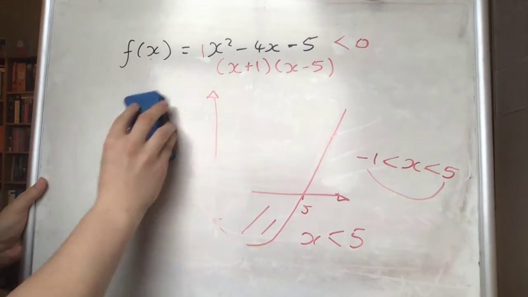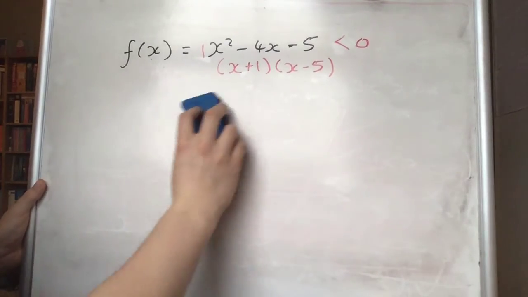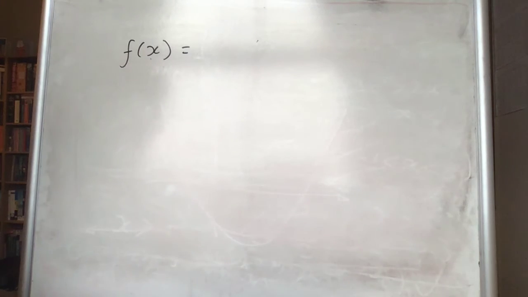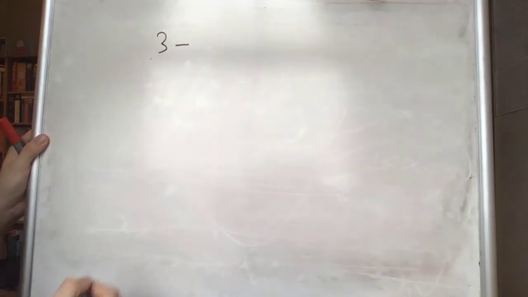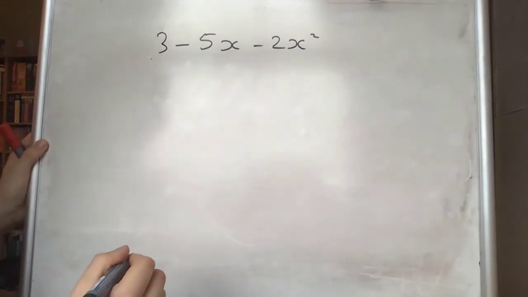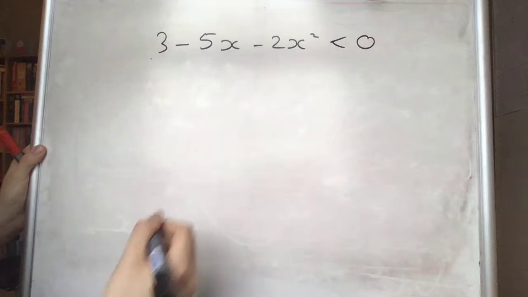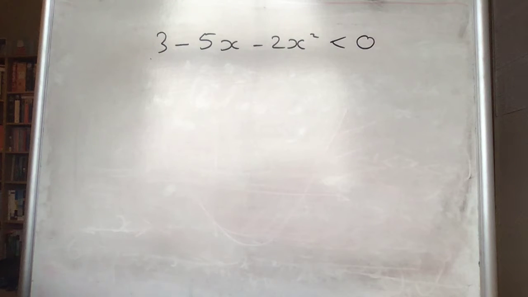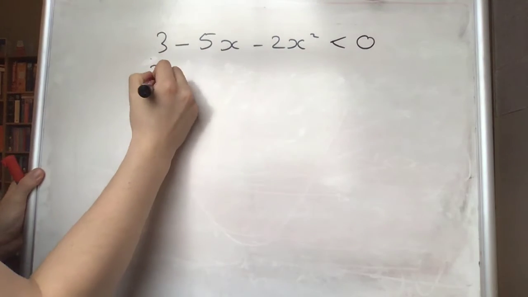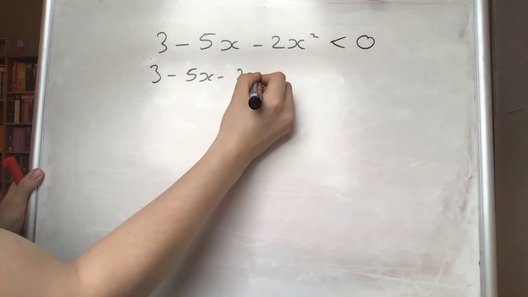So let's actually look at an example. And this time we will solve the quadratic just so that we know what we're doing. So let's get rid of that as well. Let's say we are told to find the set of values of x for which 3 minus 5x minus 2x squared is less than 0. Now the first thing we want to do is just make this into a quadratic equation. So what I would do is just set this equal to 0: 3 minus 5x minus 2x squared equals 0.